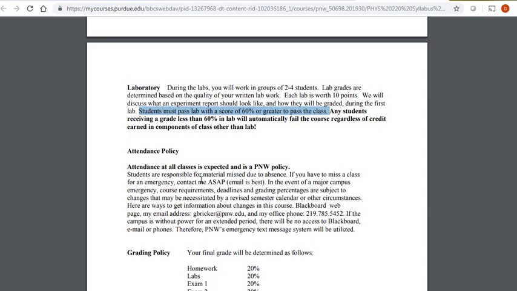Now if you have to miss one for some reason, let me know, and I do drop the lowest lab score. So there's 10 labs, I believe. Drop the lowest one. So if you have to miss it for some reason, perhaps that could be the lowest one. Okay. If something happens, just let me know. Keep me in the loop. Here's my email address right here. Here's my phone number as well, but the easiest way to get in contact with me is through email.